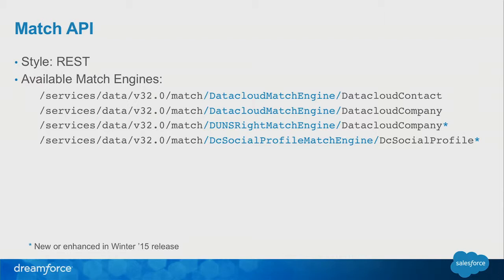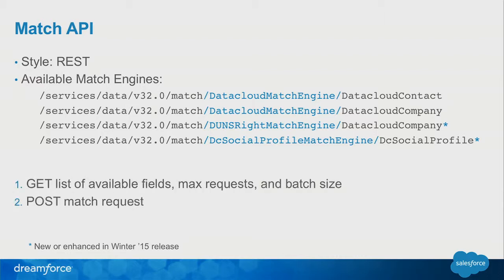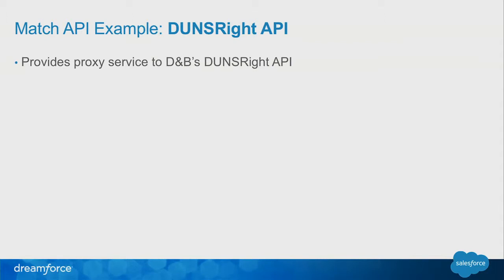So you can get Twitter, LinkedIn, Facebook profiles, also for your contacts. And then you can do a GET on these URLs to get details around how many max requests you can get, what the batch size is, etc. Let's go through an example for the match API for the Duns Right API.